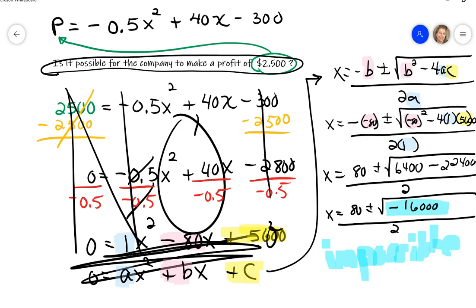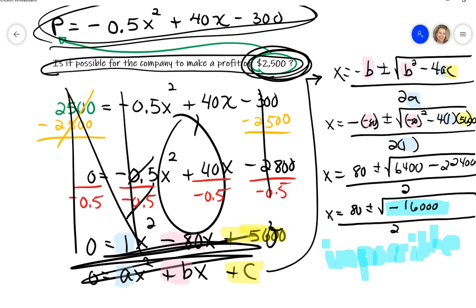So I don't know. It's going to depend how big of a number they give you. You might get actual answers, or this might happen to you and there are no answers. So you could get no answers, you could get one answer, you could get two possible answers. It just depends on what number you're given and what your formula came out to be for profit. So have fun.